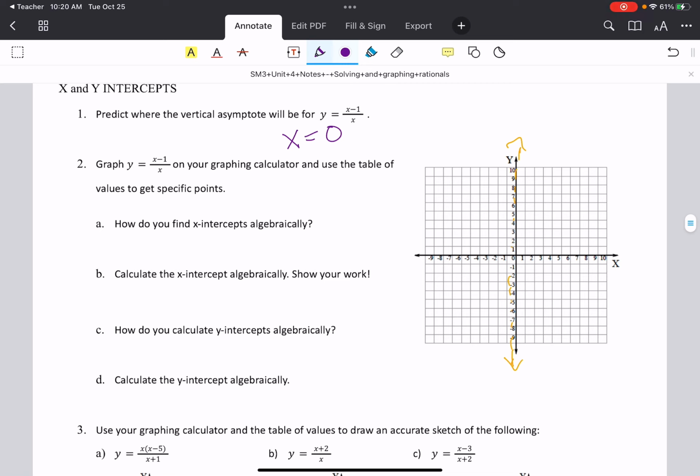What's another word for x-intercepts? Where it crosses the x-axis. Good. How do we find them algebraically? We solve for x. Solve for x when y equals 0. Yes, so we get solutions when y equals 0.